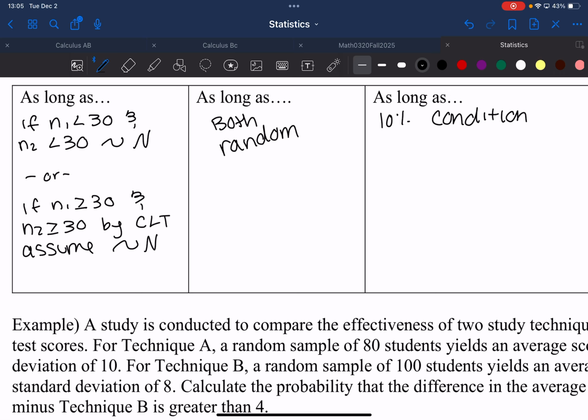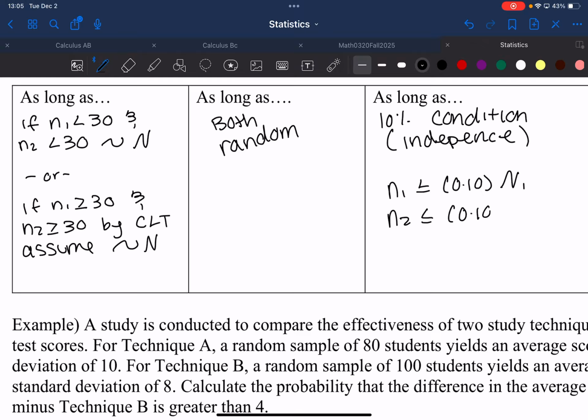Independence. I would put that in there so you don't forget that we are using this to prove independence as well. And remember that the 10% condition says that the sample has to be less than or equal to 10% of the population, which means this has to be true for both. So N1 is less than or equal to 10% of population 1, and N2 is less than or equal to 10% of population 2.